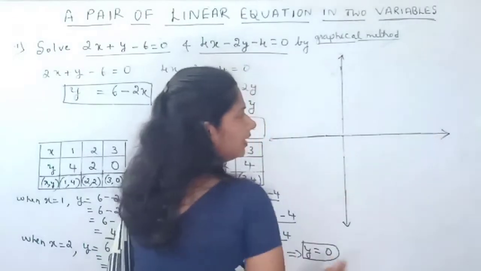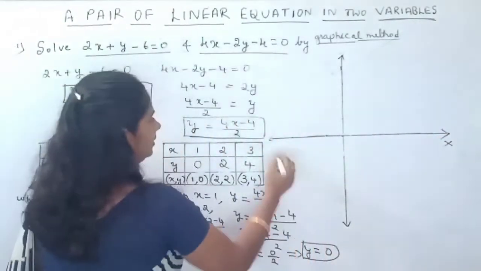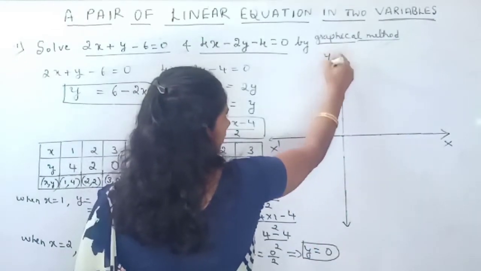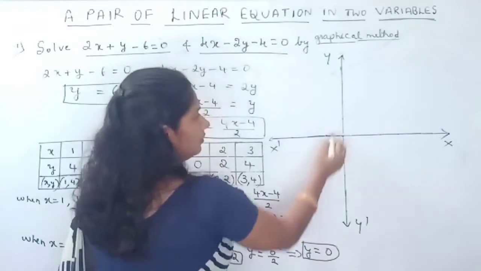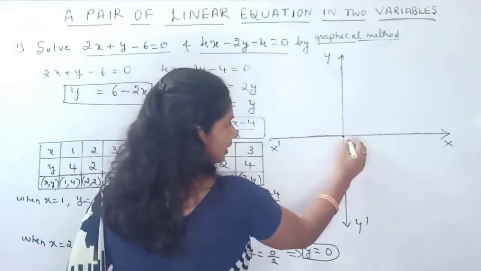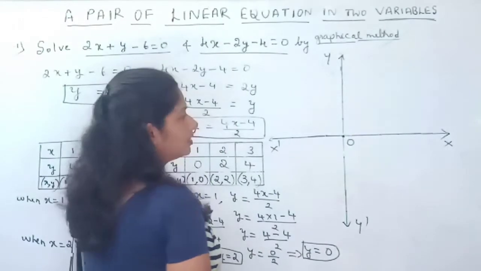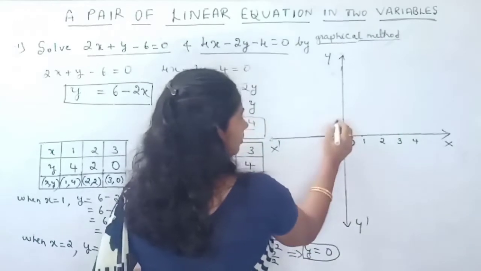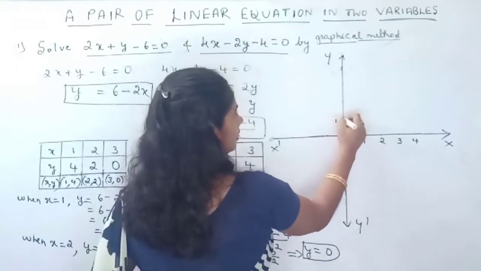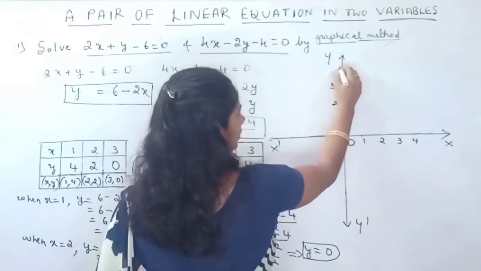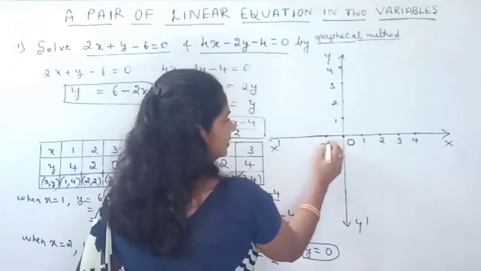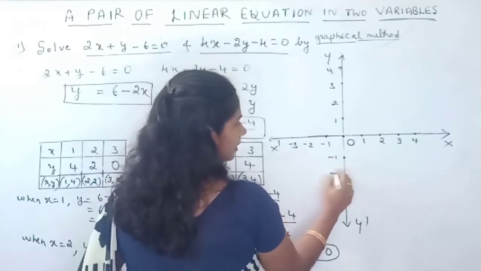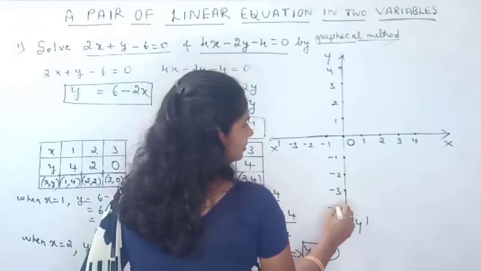Draw a horizontal line as the x axis, x and x dash, and a vertical line as y and y dash. Where the two axes intersect is the origin of the axes, and you name that O. Now locate the points 1, 2, 3, 4 on the positive x axis, 1, 2, 3, 4 on the positive y axis, minus 1, minus 2, minus 3 on the negative x axis, and minus 1, minus 2, minus 3, minus 4 on the negative y axis.